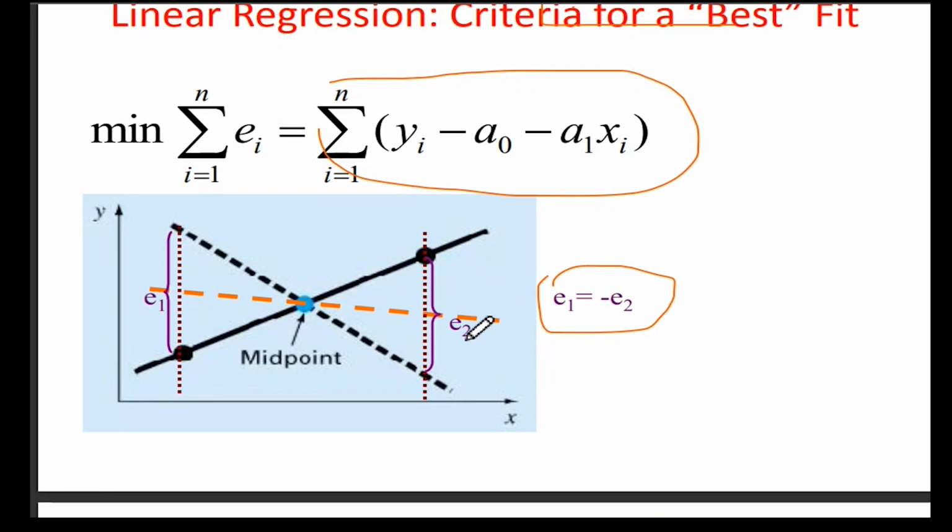So maknanya, kalau kita boleh dapat satu lagi garis yang mana untuk semua titik yang ada, nilai error dia sama sahaja. So kita boleh andaikan ini pun best fit juga.